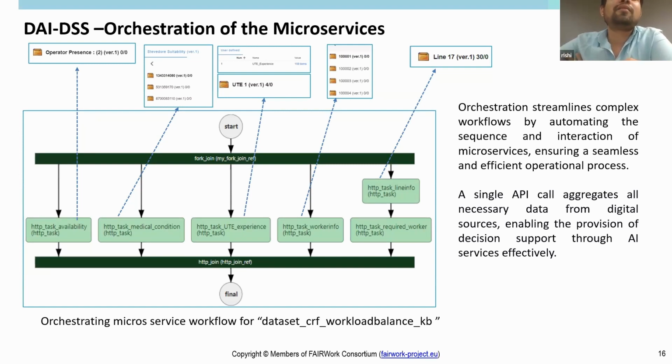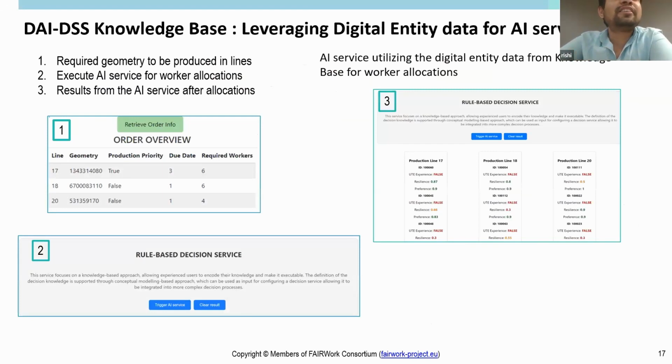But with this Netflix orchestrator, we configure each microservice earlier, as shown in the earlier slide, and combine all the services into one endpoint. This final endpoint provides all the required data in a tabular structure. Based on this data, we have created a rule-based decision service, which is an AI algorithm that we have implemented.